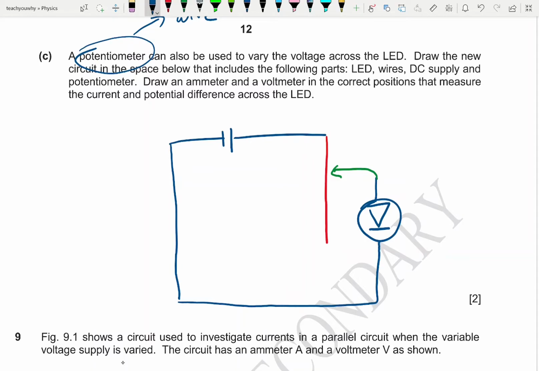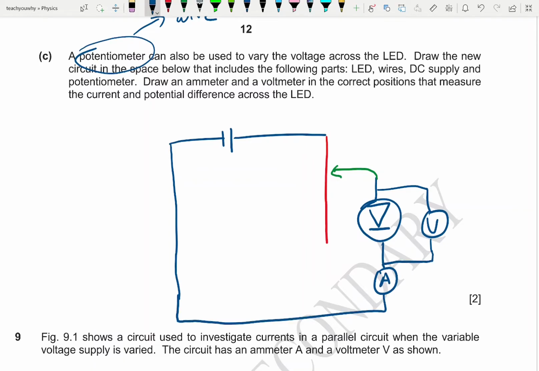Okay, so then we have a voltmeter, and then current, like this. Okay, so what this is going to do is that if I were to put it here, if I were to have this, so this wire, right? So we will say that this is wire, and this is your potentiometer. Now, what is a potentiometer?